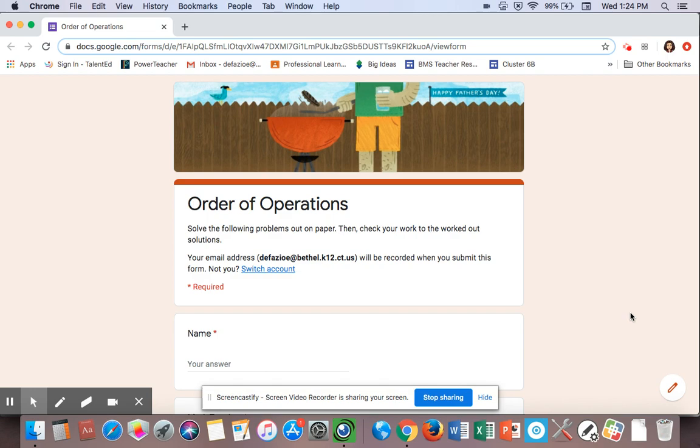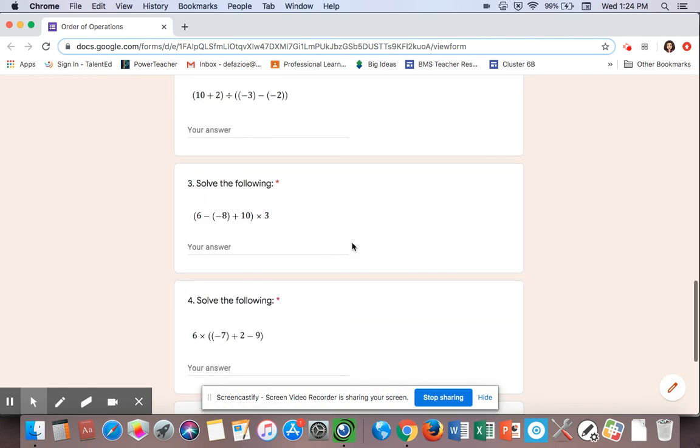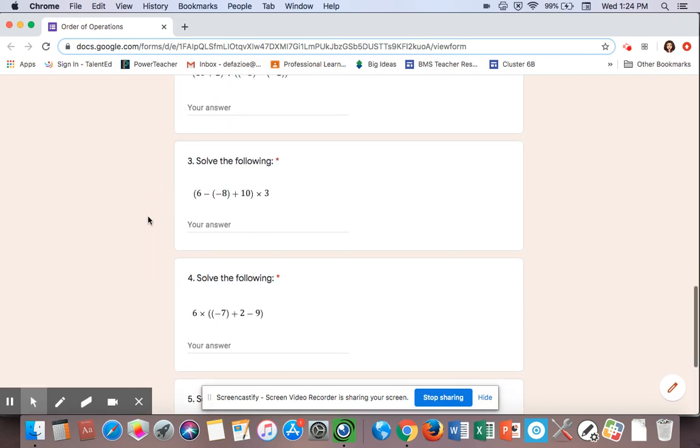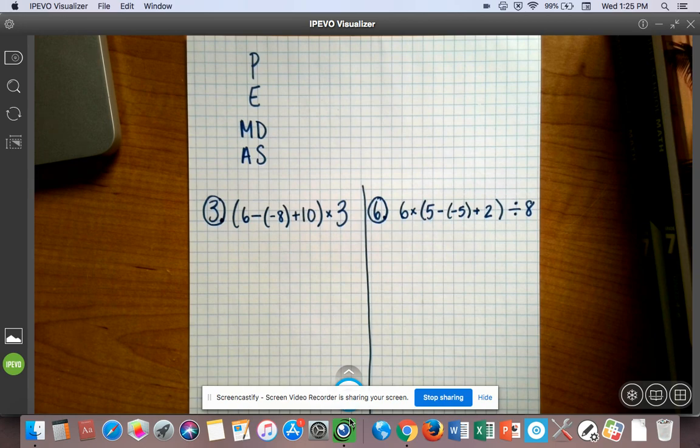So the ones that I noticed people struggled with the most that I'll focus on now are number 3 and number 5. Number 3 here has kind of a lot of parentheses, and then the same thing with number 5. Number 5 definitely had the most questions. So I'm going to switch over to my document camera.